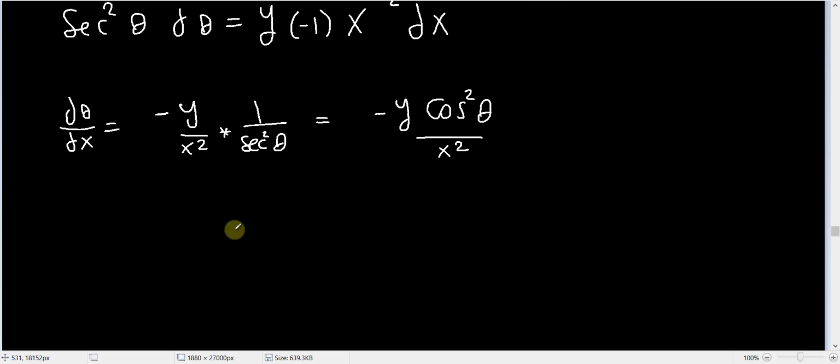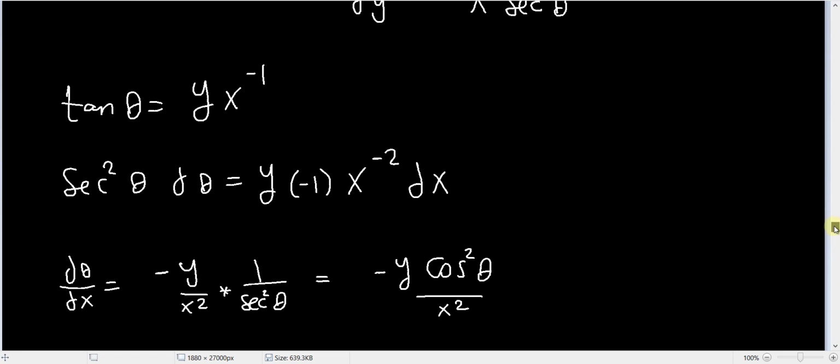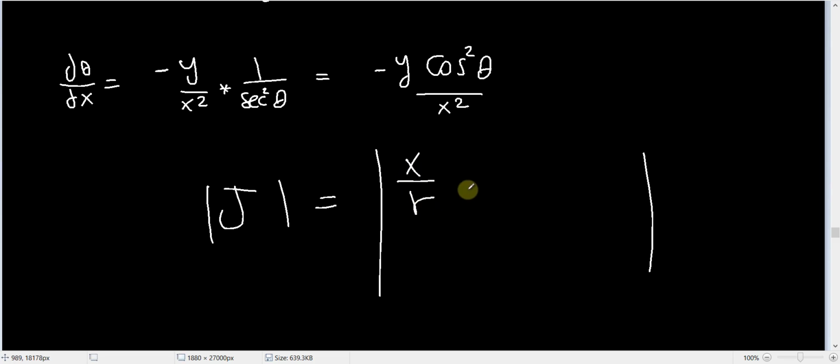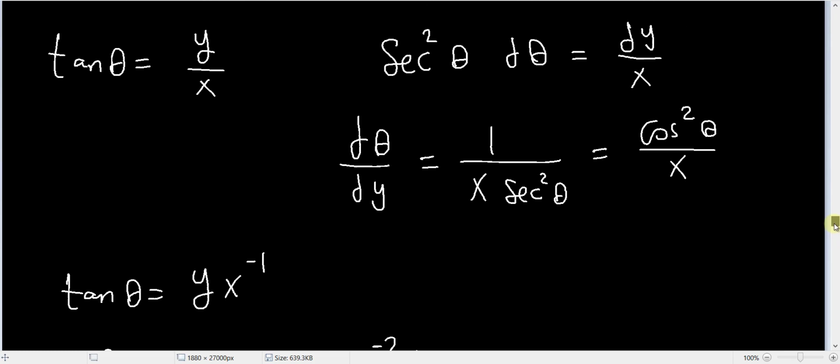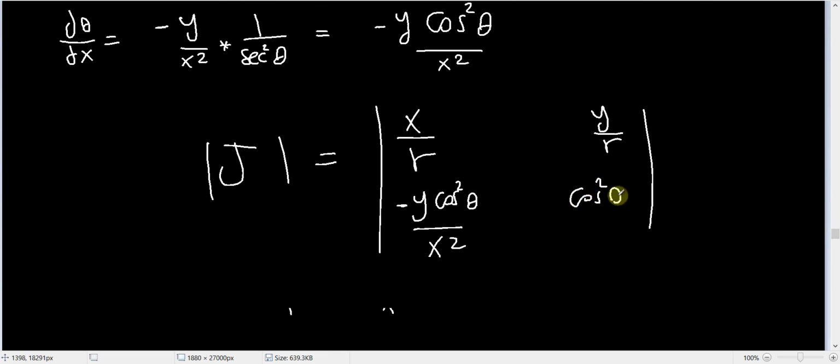Now let's create our determinant of the Jacobian matrix. Here I have dr by dx, which turned out to be equal to x over r. So here I have x over r. Here I have y over r. Here I have d theta by dx, which is negative y cosine squared theta over x squared. Here I have d theta by dy, which turned out to be cosine squared theta over x. Now let's get this determinant.